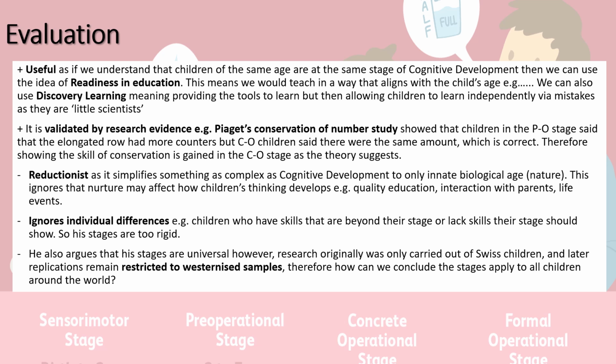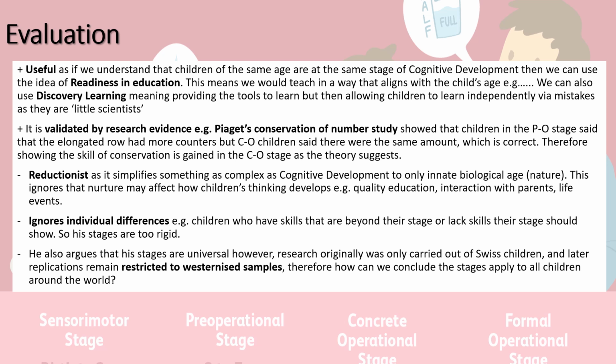It is, however, very, very reductionist, and this is one that you have to be able to link to. It's named in the spec. So it reduces something as complex as cognitive development to only an innate biological skill based on age, nature. This ignores nurture and that many things might affect how a child's thinking develops, like the quality of education, interaction with parents, life events, and it even ignores elements of nature, so things like genetics. It doesn't talk about that at all. It's all about age, that's it.